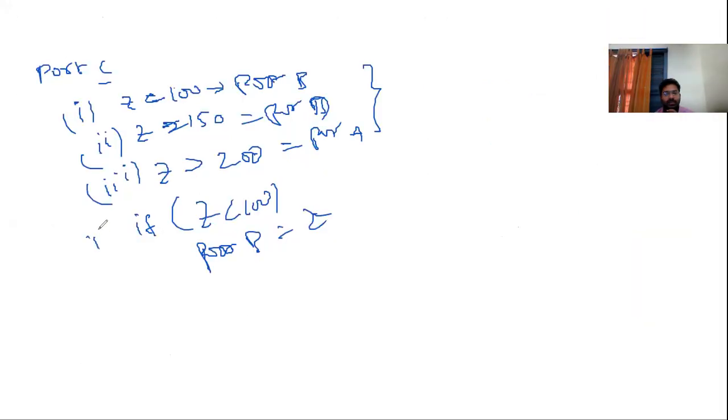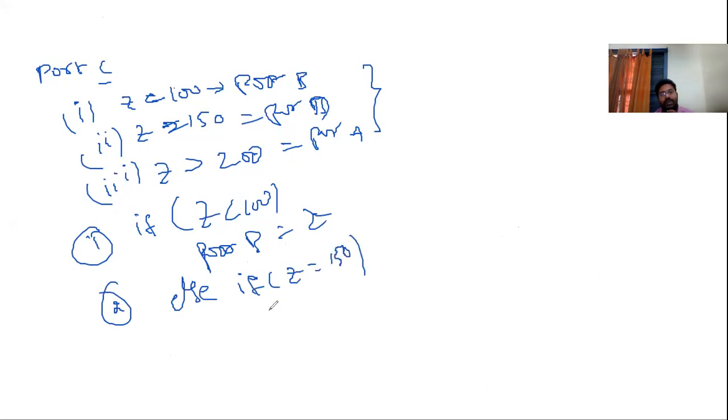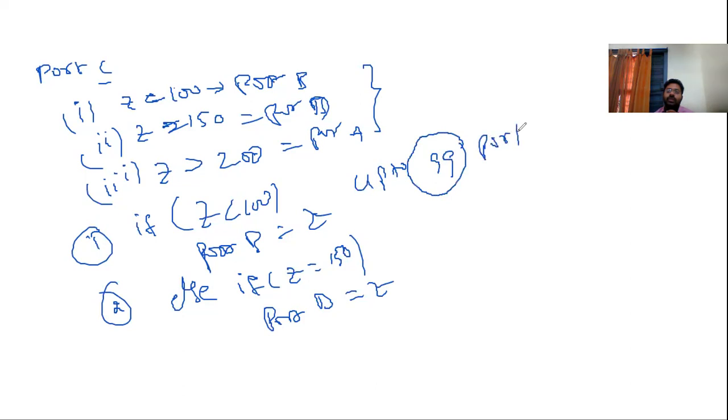This is the first condition. What is the second condition? You can write else. Again, you can write the condition here: if Z equal to 150, then only can you send the information to port D. Remember, then only. Up to 99 values you can send to port B. Here the condition is Z equal to 150, so only the 150 value is sent to port D.